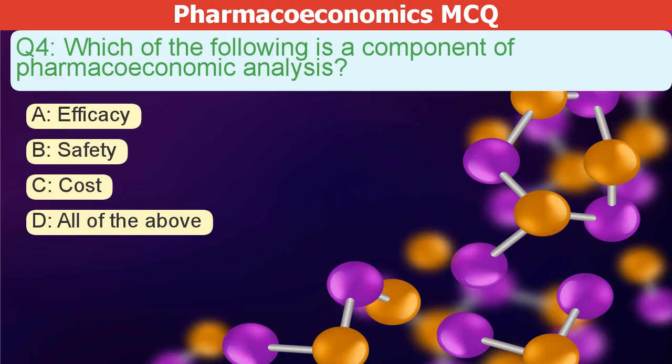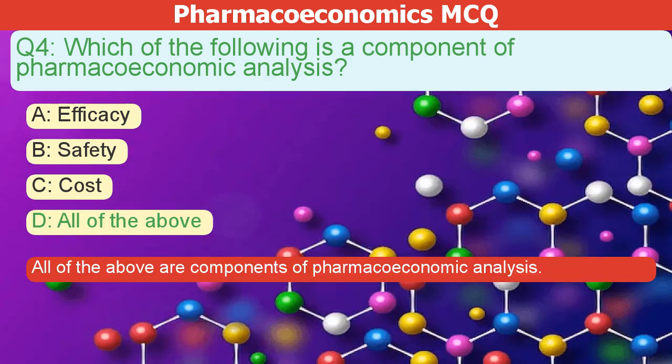Which of the following is a component of pharmacoeconomic analysis? A. Efficacy. B. Safety. C. Cost. D. All of the above. The correct answer is D. All of the above are components of pharmacoeconomic analysis.